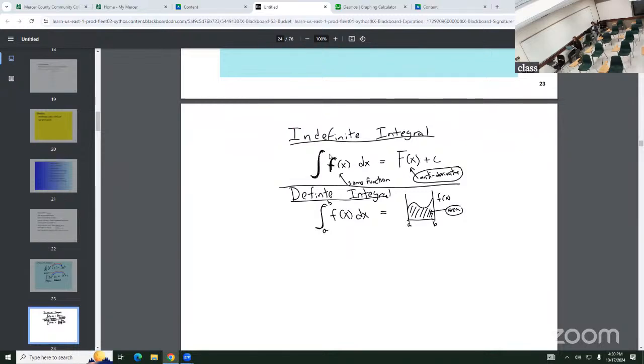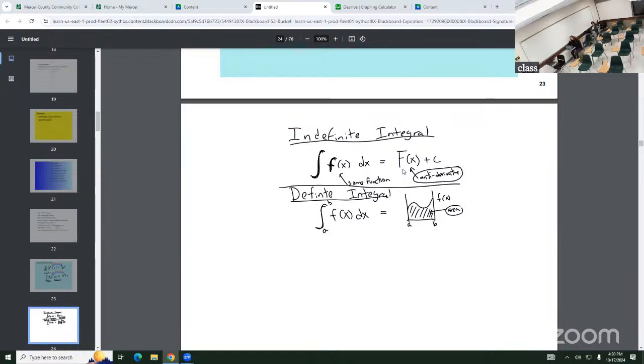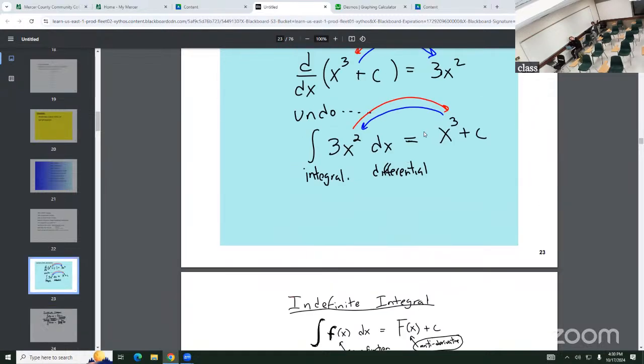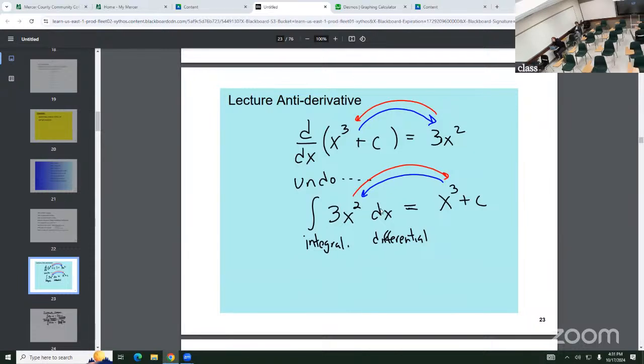So on Desmos, when we do the antiderivative of a function, the little f on the inside is the argument of the function. That's the actual function. Outside, it will create a function like we just did here. So the function itself is 3x squared. The antiderivative is x cubed.